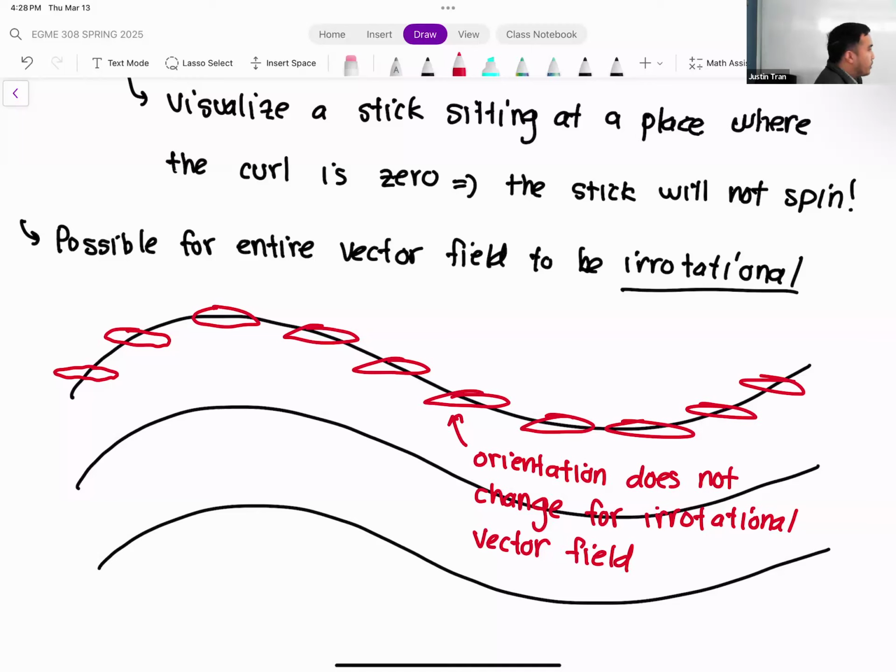All right, any questions on this? Okay. All right, so that is the curl. Let's go ahead and move on to the next topic here.